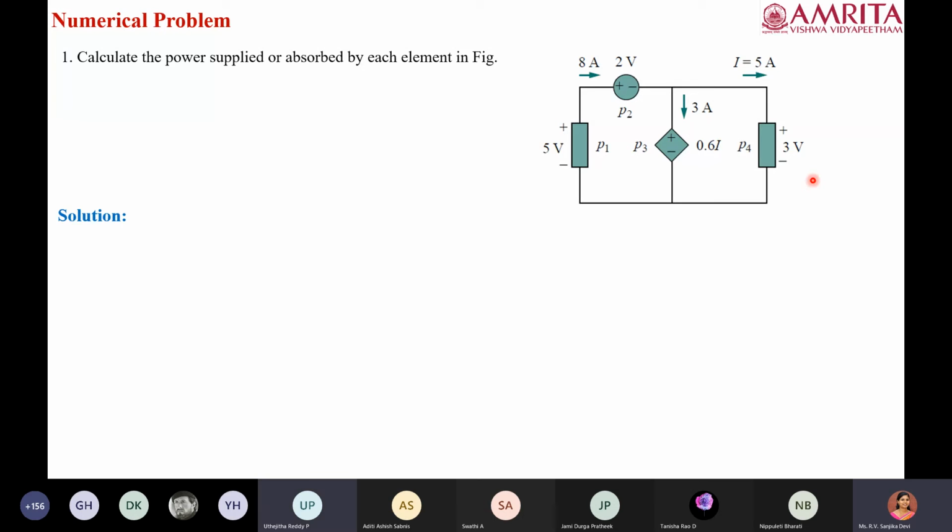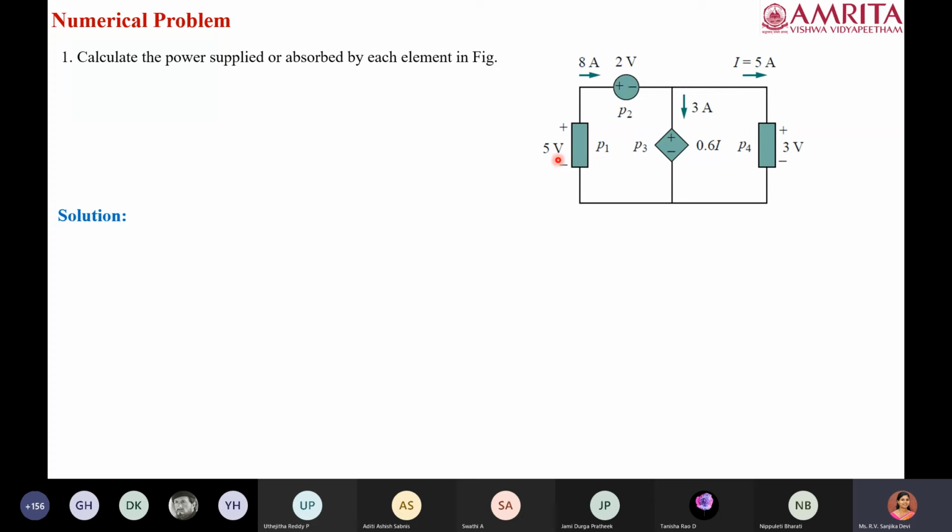Have you all copied the question? Here for this circuit, there are totally 4 elements, 1, 2, 3 and 4, and they have only represented the powers P1, P2, P3 and P4. We have to compute the values and find out whether the power is supplied or absorbed. We will do it one by one, so first we will consider the first element.